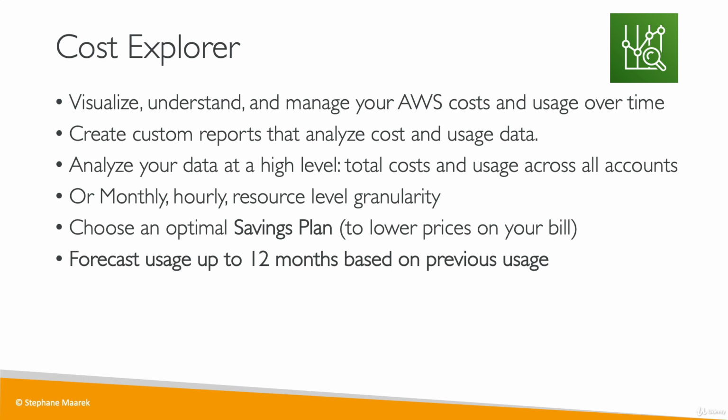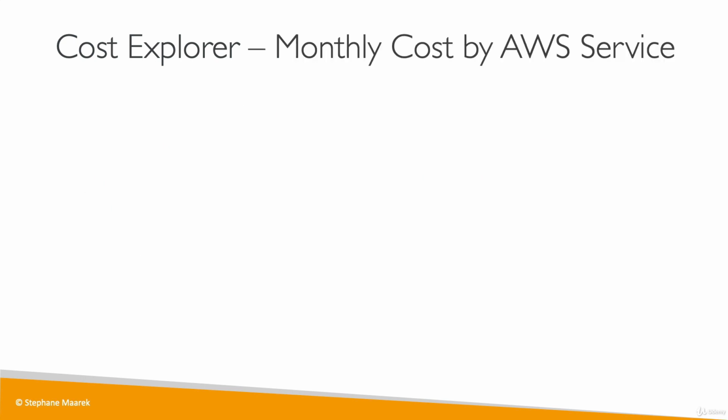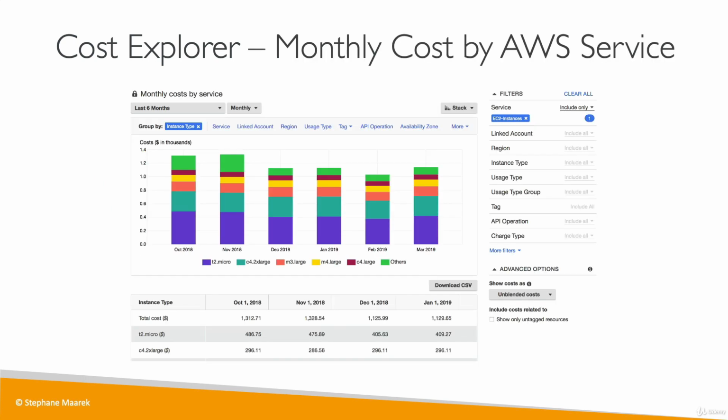So if you're looking for a tool that will allow you to forecast your bill for 12 months ahead, then it's going to be Cost Explorer. So here is an example with Cost Explorer. You can get the monthly cost by AWS service. And as you can see here, you will get these graphs based on each different month, and it will give you, in this example, for EC2 instances, which ones are costing you money, as well as the types.